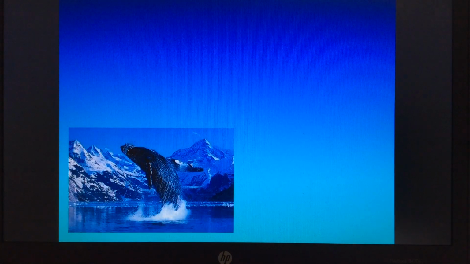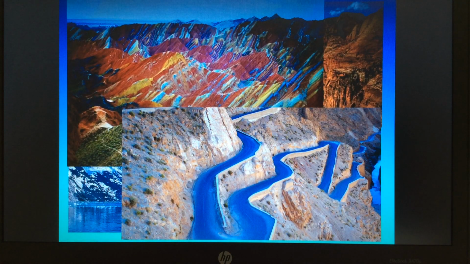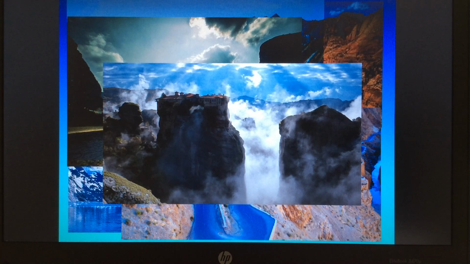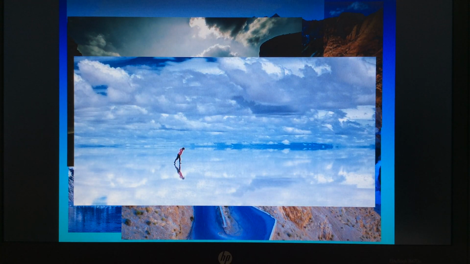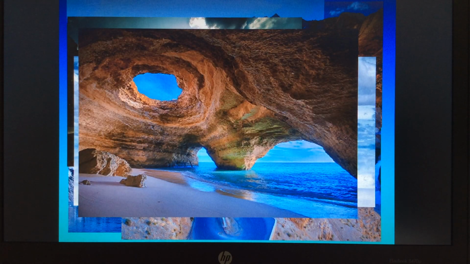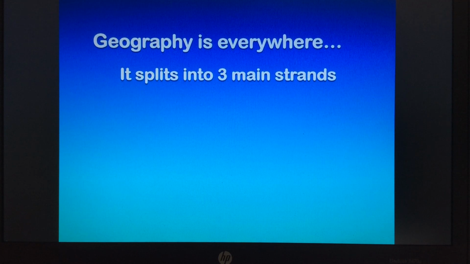Let's look at some images of our world. Amazing, right? So it's about travel. It's about every part of this earth. This is the planet that we live on. So geography is everywhere. It's split into three main strands.